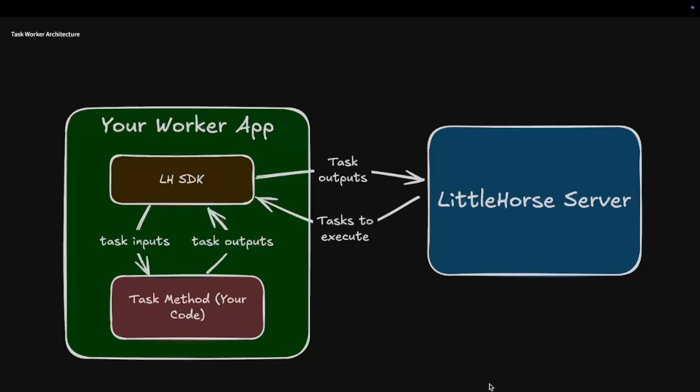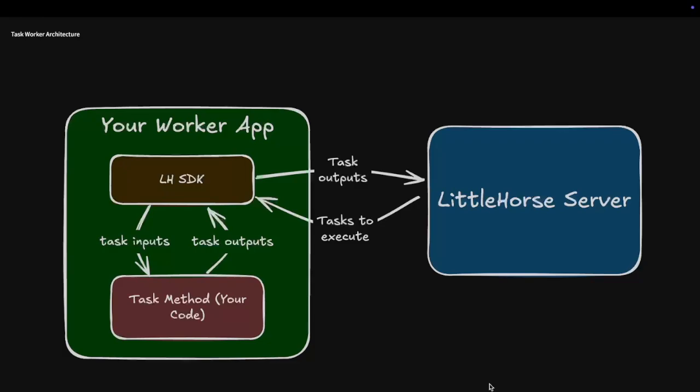A task worker is a client that uses the LittleHorse SDK to pull tasks from the task queue in the LittleHorse server. The LittleHorse server walks through your workflow runs step by step, and each time it reaches a task, it dispatches that task to a task worker. The task worker executes the task you wrote and reports the result back to the server.